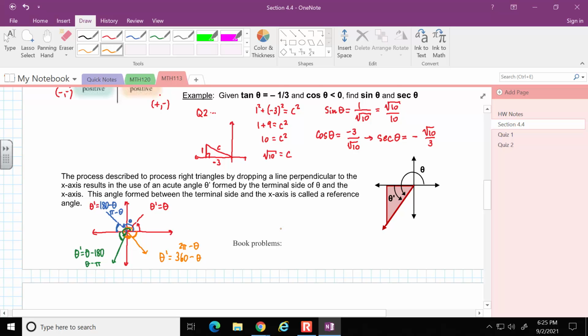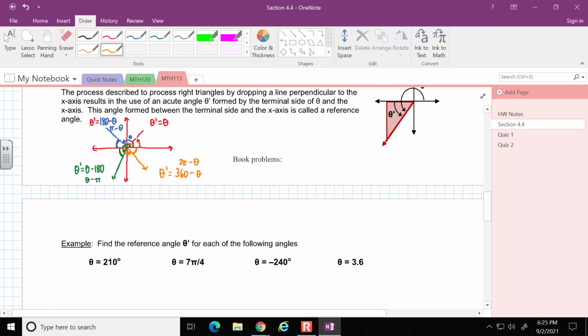Okay, so let's do that a couple times here. So I have theta equals 210 degrees. What do you think the reference angle is? First question might be, which quadrant is that in? It is in the 3rd quadrant, right? You can kind of sketch that out. So that's 180, 210 somewhere down here. So it's in quadrant 3.